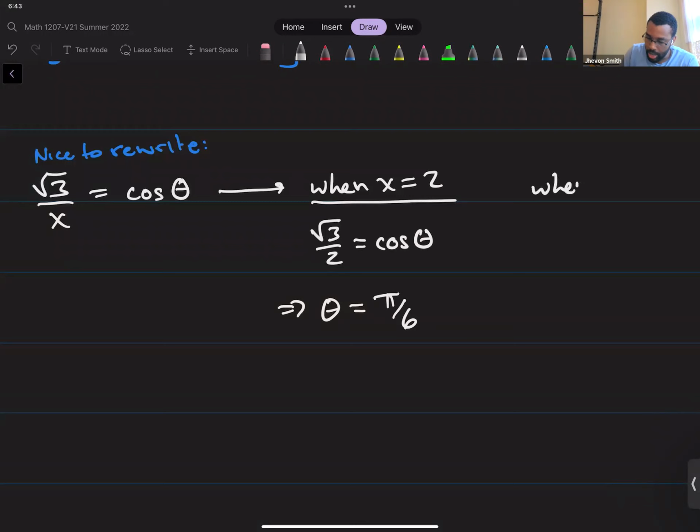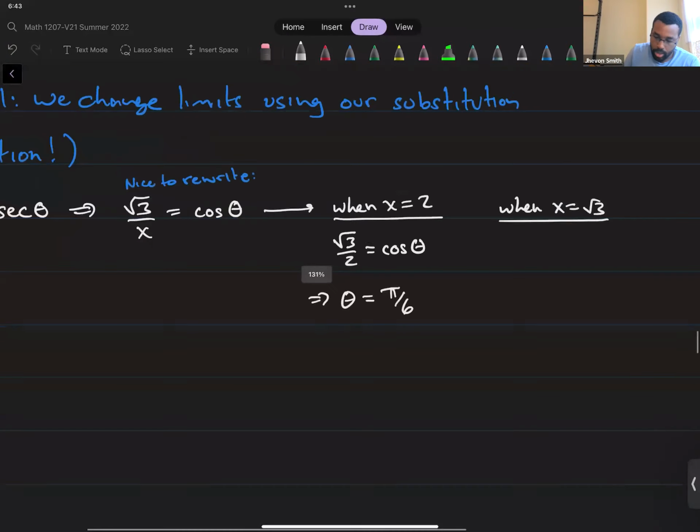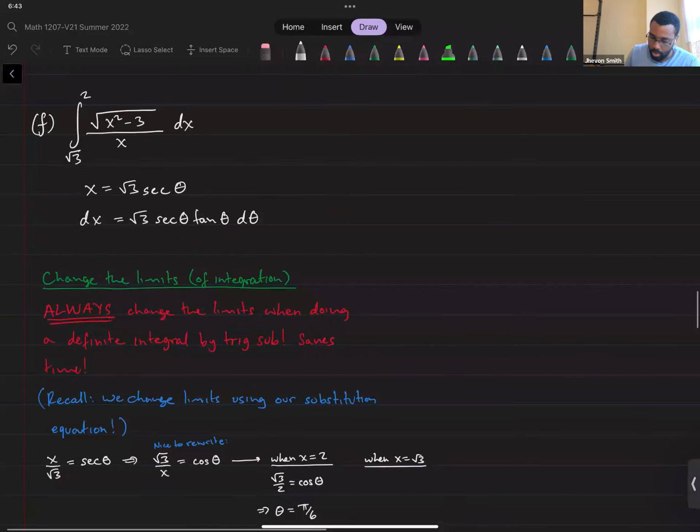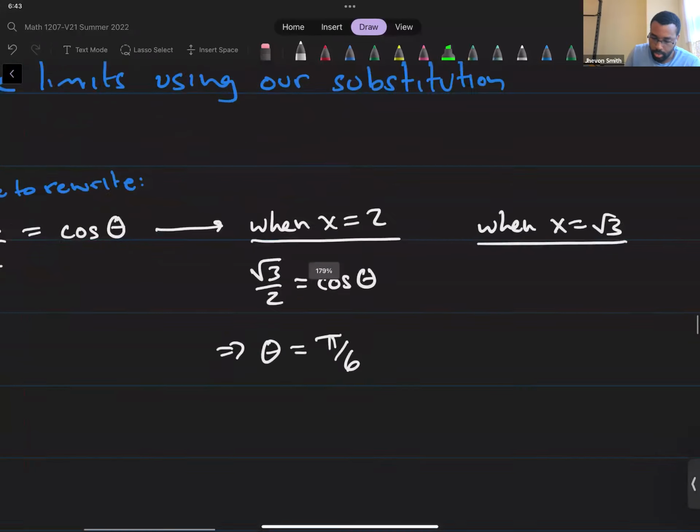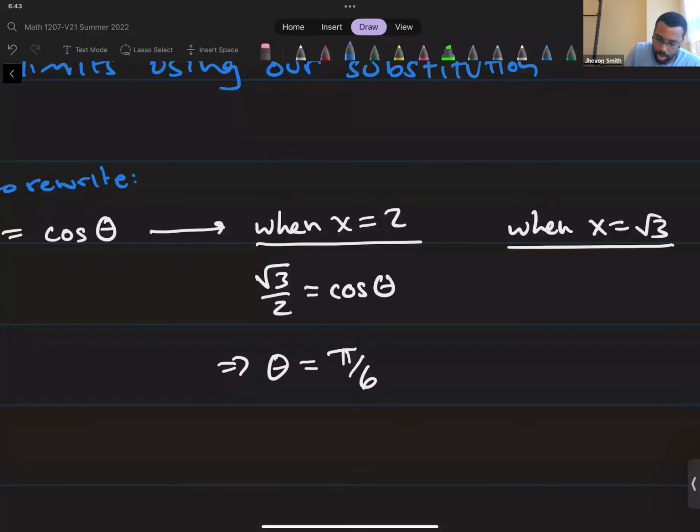And then you do when x equals rad 3. So this is changing the top limit when x equals 2. And then I'm changing the bottom limit when x equals rad 3. So here I'm changing the top limit. Here I'm changing the bottom limit.